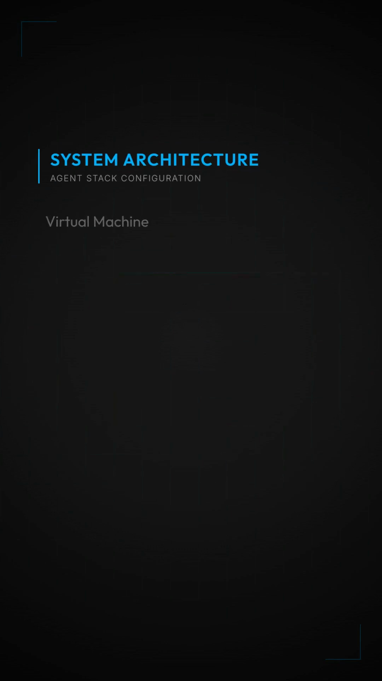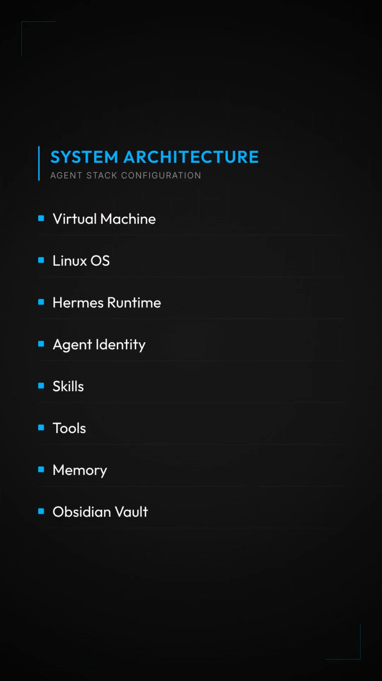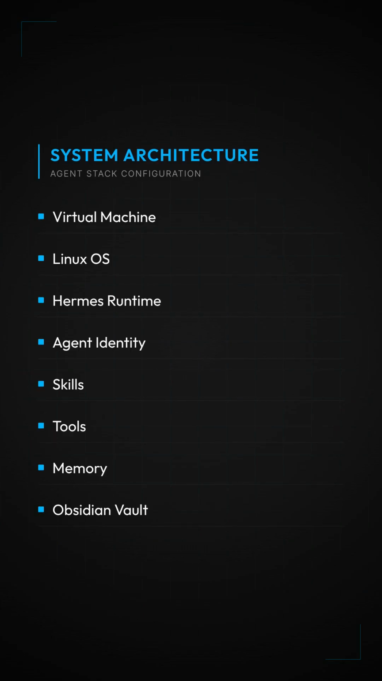Inside this VM, we'll install Linux, the Hermes runtime, and then layer on your agent's identity, its specialized skills, and its memory. The VM is the office, Hermes is the manager, and the agent is the worker. Linux is our operating system because it is stable, secure, and the industry standard for servers. Hermes then acts as the orchestration layer that allows our agent to actually perform its specialized work efficiently.